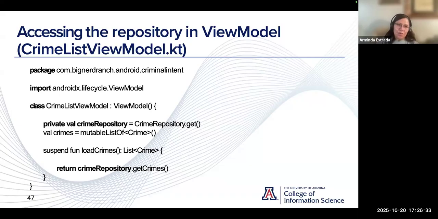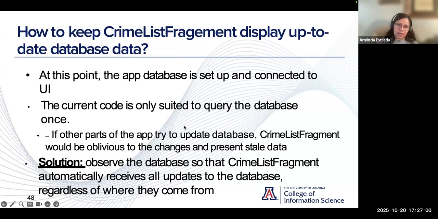So in here we have a crime list view model, or a list view model. And in there, we already talked about the suspending function to load the crimes. We are going to call the private value of the repository, and then return that repository with the getCrimes. Okay, so we have to do the getter.